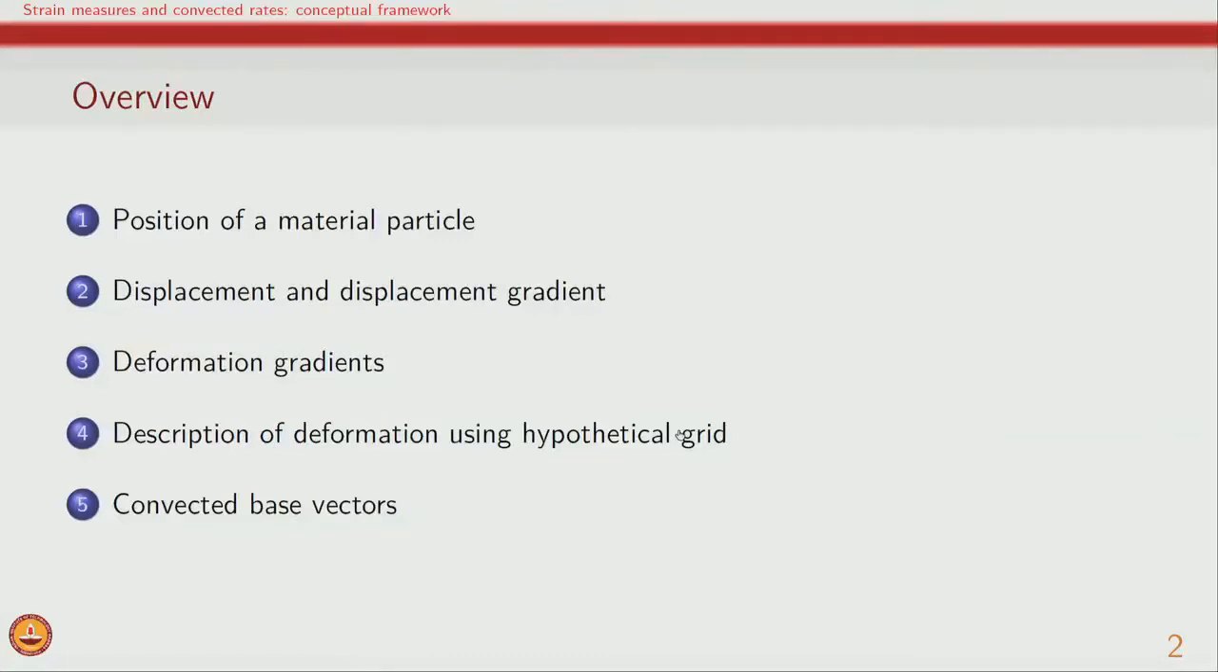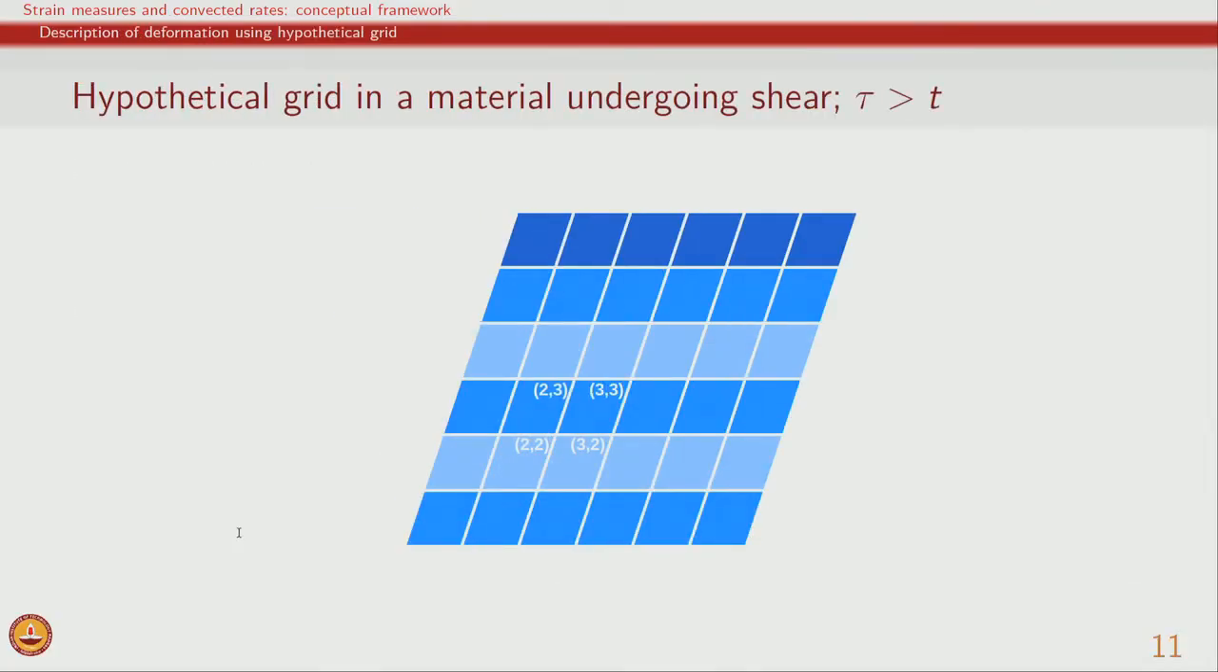So today we will continue the process and look at how this hypothetical grid can be used to describe a convected set of base vectors, and how rate quantities which are evaluated in this convected frame look. So, let us just quickly look at where we had stopped.